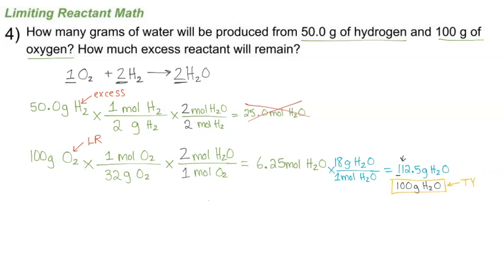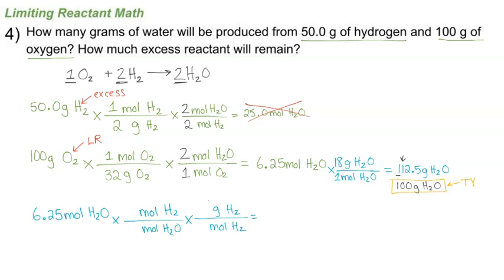And then it asks us how much excess reactant remains. So we need to figure out how much hydrogen was used up and then how much is left over. I'm going to start with my amount in moles of my product produced by my limiting reactant. So I'll start with 6.25 moles of H2O. Oh, sorry, not moles to grams of H2O. I don't want to go there. I want to go to how much hydrogen was used up. So from moles of H2O to moles of H2, and then from moles of H2 to grams of H2. And that will tell me how much hydrogen is being consumed in this reaction.